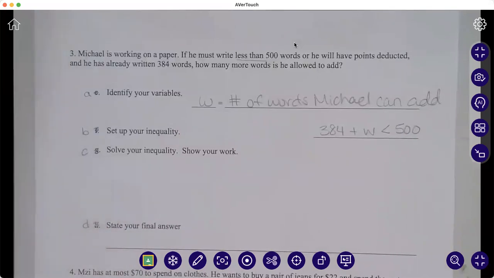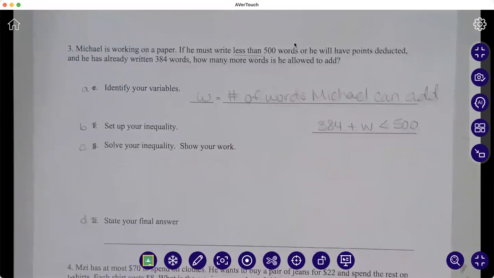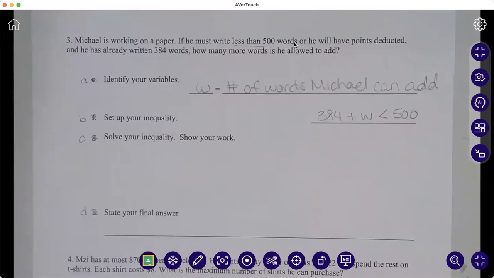Now I know some students might say, oh, well, can't I just put 499? Well, you need to use the numbers that are given to you in the problem. So less than 500 would be the correct way of going about this. All right. Go ahead and solve this and state your final answer and come back to see if your answer is correct.